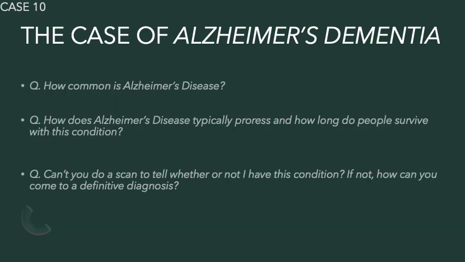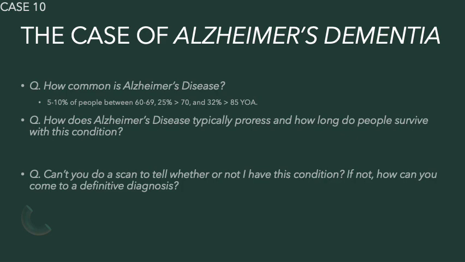So we'll take each of her questions in turn. So how common is Alzheimer's disease? 5 to 10% of people between the ages of 60 and 69 are afflicted, 25% of people over the age of 70, and 32% of people greater than the age of 85.